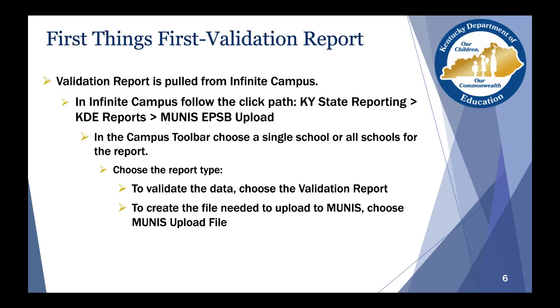So the validation report is pulled from Infinite Campus. It's the first report that you're going to pull. This is your steps in Infinite Campus to pull that report. In the campus toolbar, you can choose whether you want to pull a single school or all schools for your district. And from that area, you'll choose the report type that you want to pull. You can choose the validation report, or you can choose the Munis upload file.